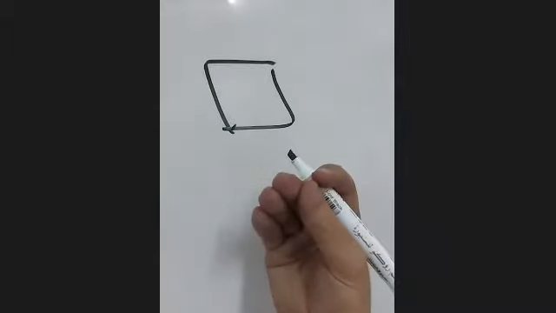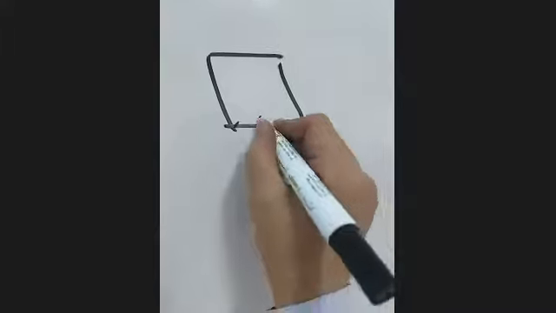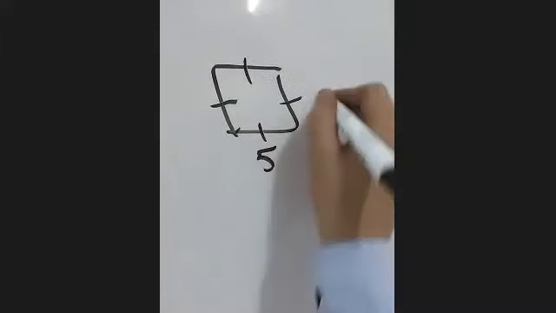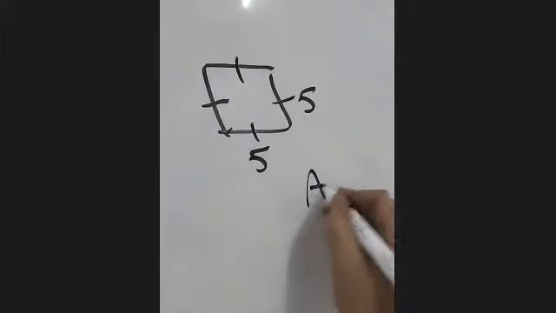If we have a square with the same dimensions, okay? More squares, same dimensions, right? Here five and here five. What's the area of it?